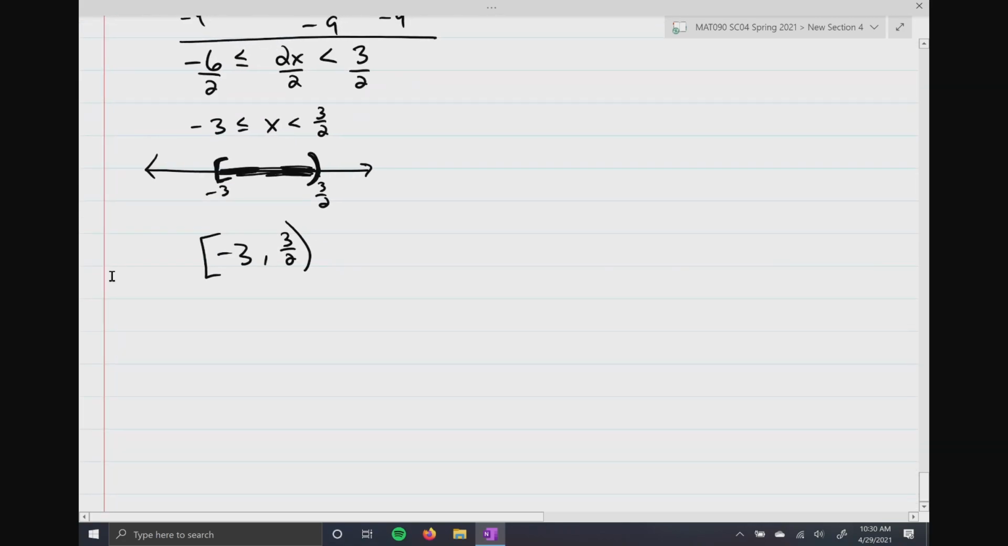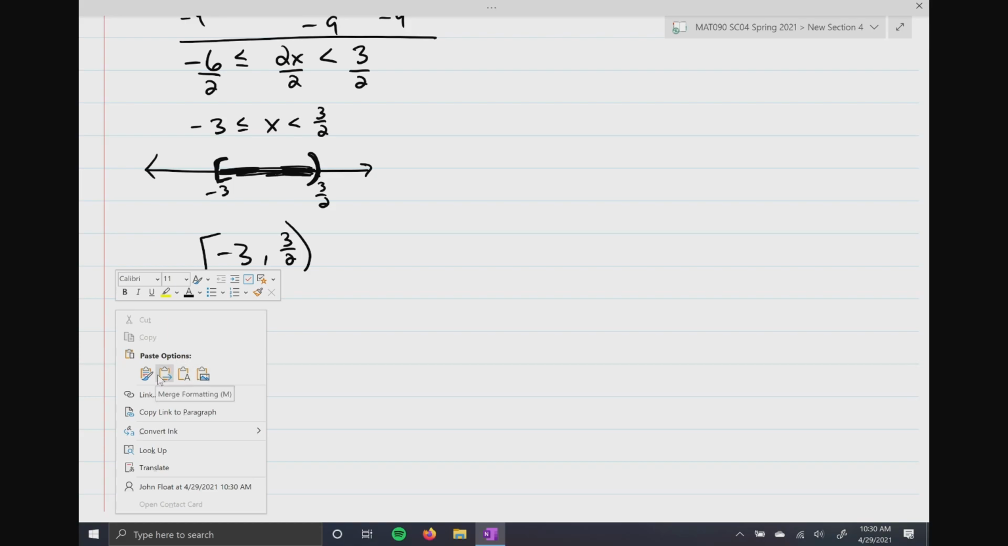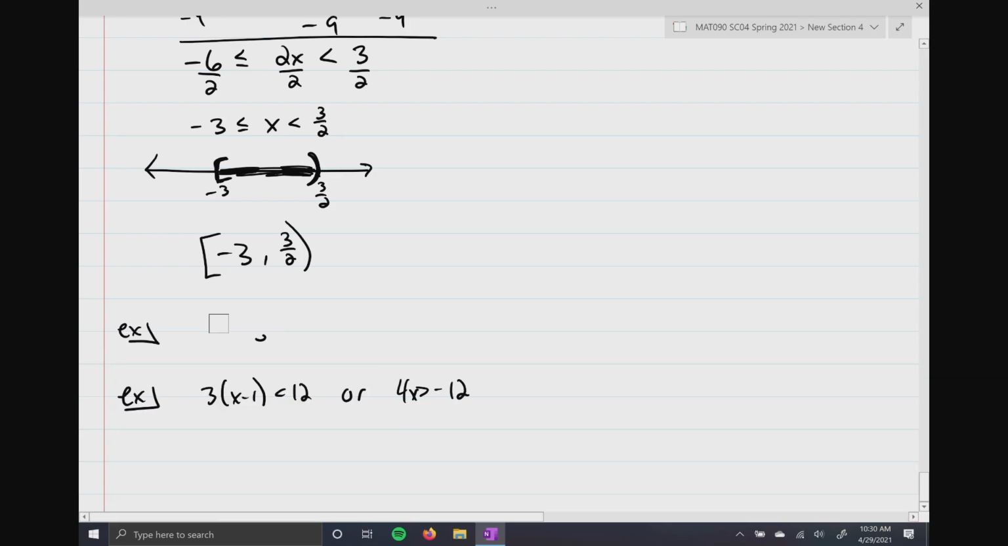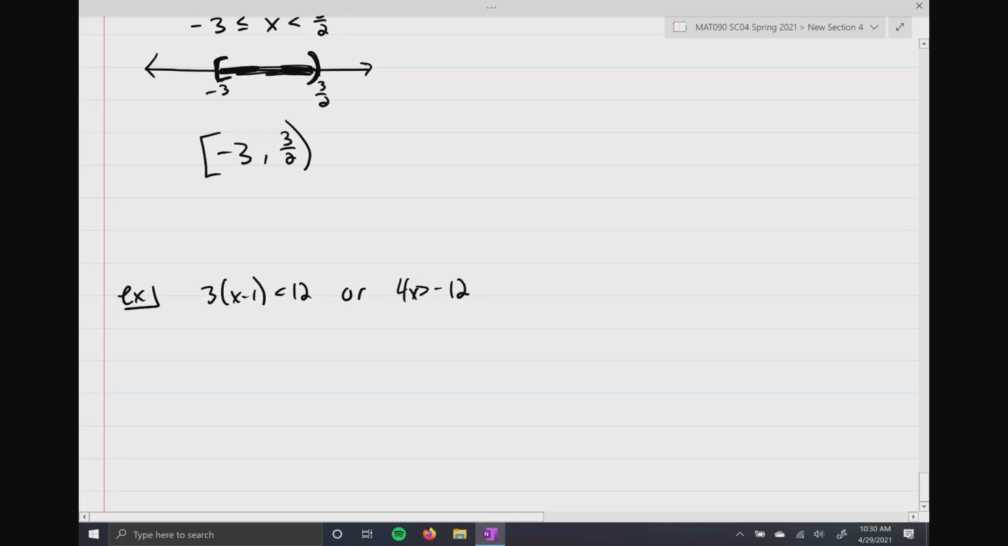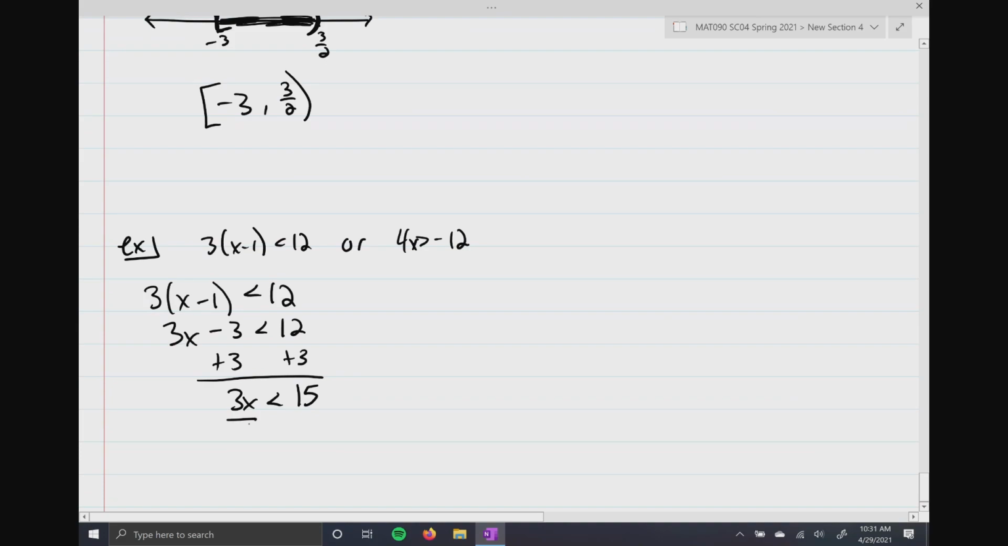I'm going to scrub just a little bit for the last problem. Okay, so our last problem, it's an or statement. So be careful, it's an or. I copied on the first inequality. I have to distribute the 3. Then I will add 3 to both sides. 3x is less than 15. Divide both sides by 3 to give me x is less than 5.